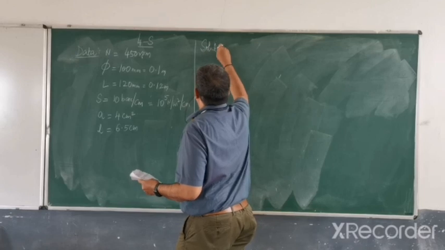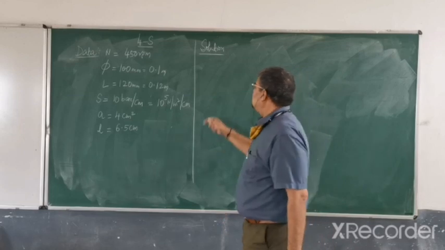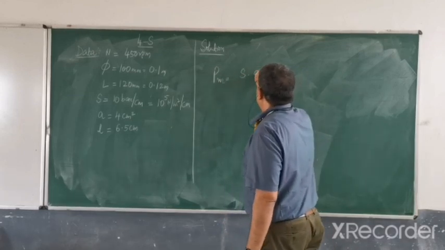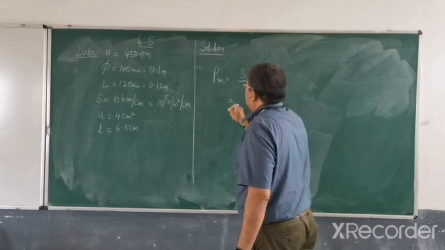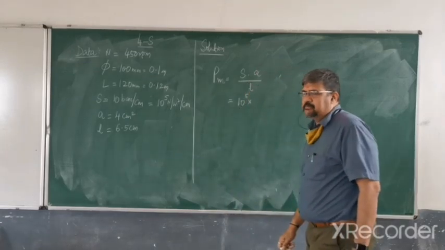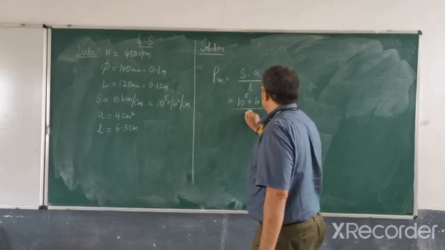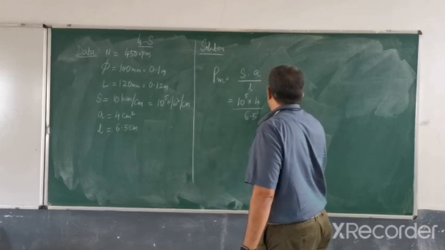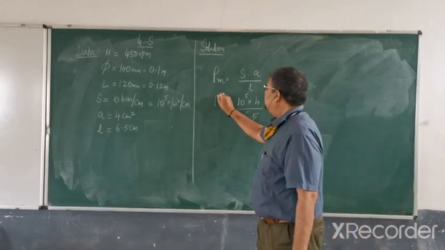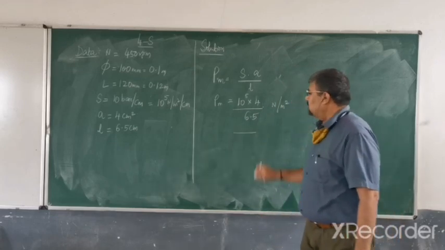So to find out the solution, first find out the mean effective pressure. Mean effective pressure is S into A divided by L. The spring value is 10 raised to 5 in Newton per meter square per centimeter. A is 4 centimeter square and L is 6.5. So you will get this in Newton per meter square. This mean effective pressure value, you have got it in Newton per meter square. You can find it out.